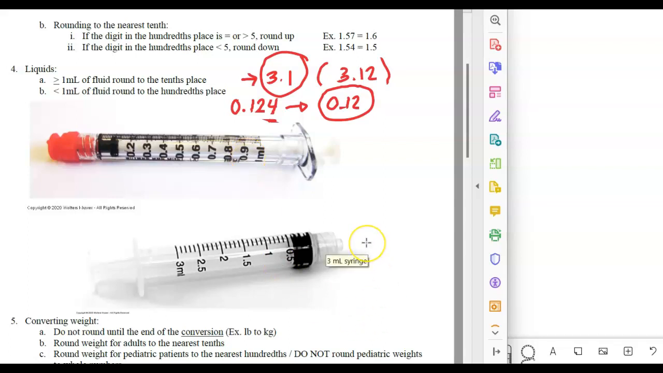Now, if it's something greater than 1 ml, as you can see in this syringe, if you look at the lines, there's no hundredths place, there's only tenths. It's because you have 1.5, then the following line will give you 1.6 and so on.